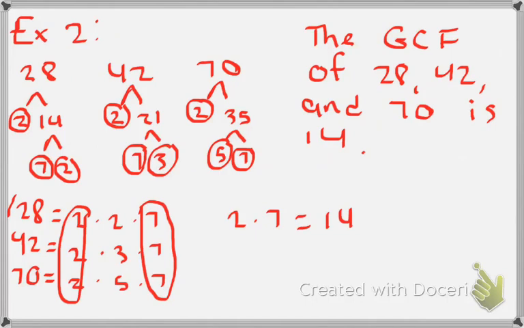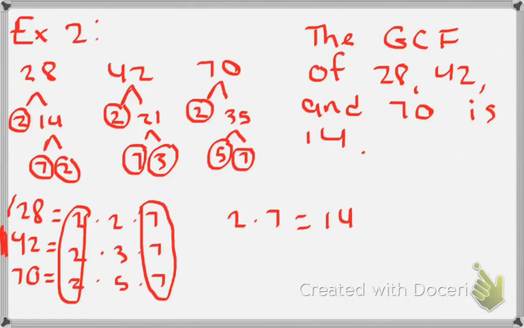And then you do the same thing for 42. So 42, 21 and 2. 21 is still divisible, but you have to circle 2 because it's a prime number. And then it's 7 and 3 because that equals 21. You circle those. And then 42 equals 2 times 3 times 7.